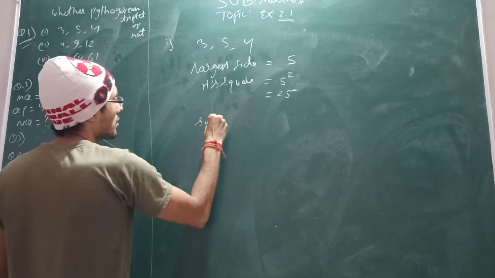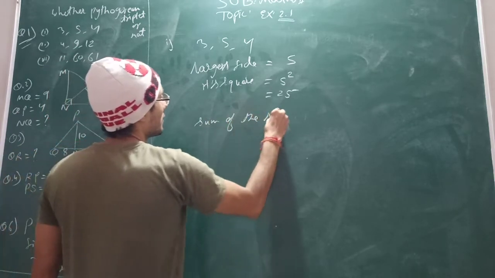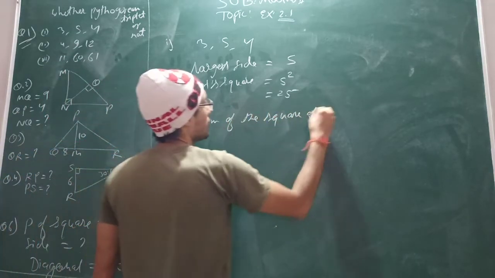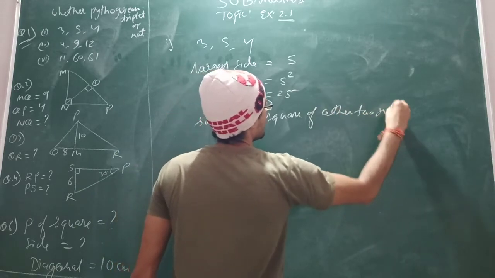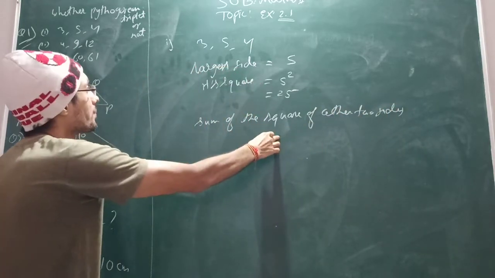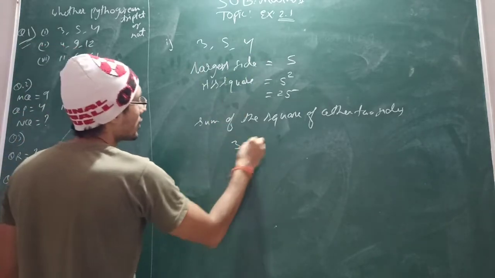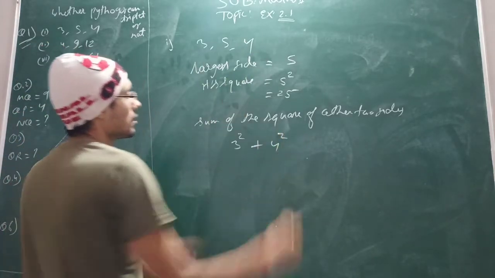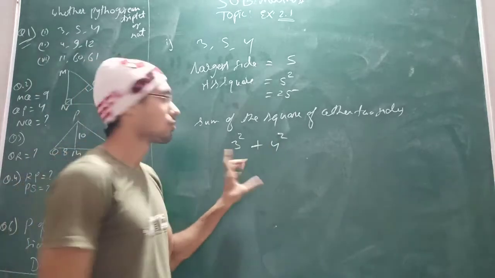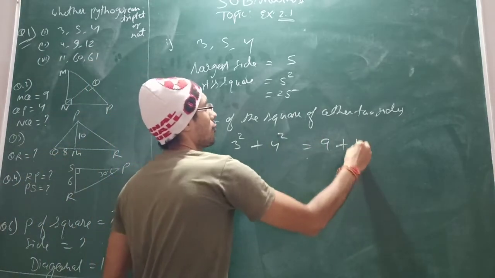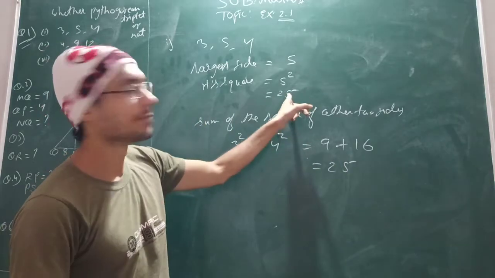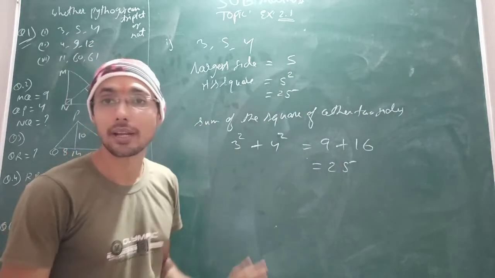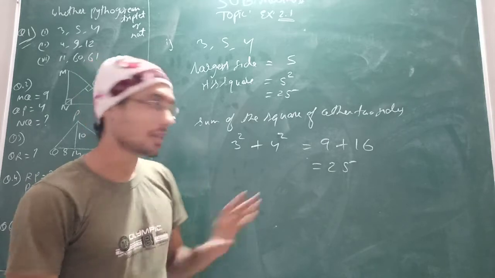Now sum of the square of other two sides, this one we have to do. So the other sides are 3 and 4. Sum of the square of their side. So 3 square is 9 and 4 square is 16. So total is 25. You can see this one 25 and this one also 25. It is equal. So this one you have to check.